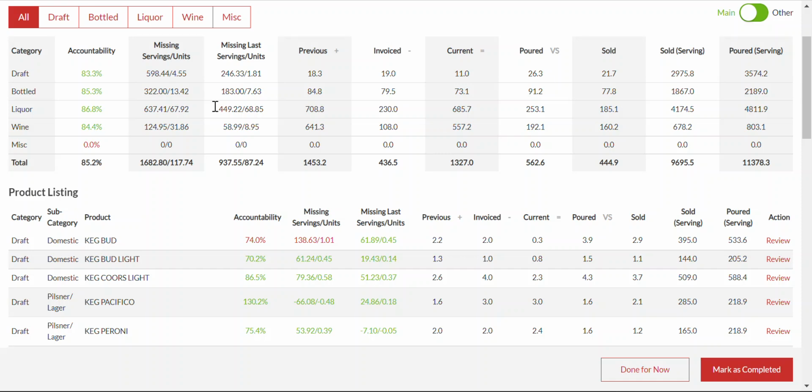So if you were to take one single number, as you can see, there are many numbers calculated in this dashboard, but one single number to evaluate how well your bar is doing from a Bar-I Pro audit, it would be this total accountability percentage. As you can see, this bar has scored 85.2%. What that means is they accounted for, or sold, 85% of the product which they poured during the period. The flip side of that is that they are actually missing just under 15% of all the product they poured.